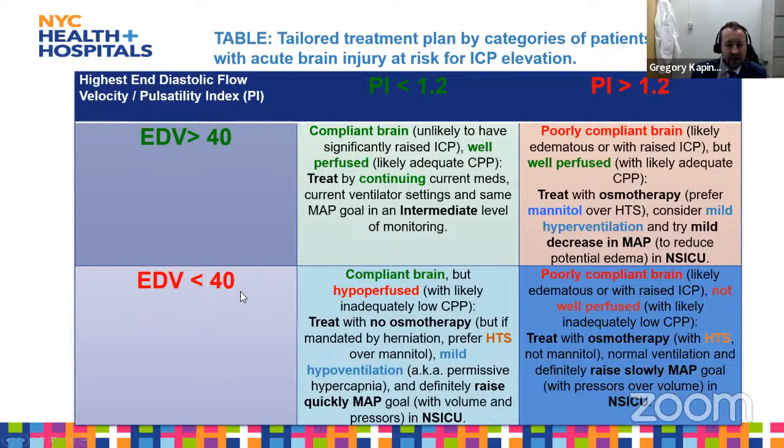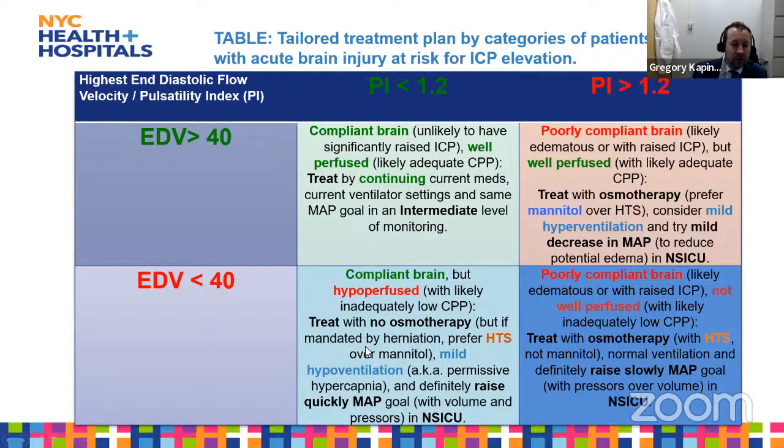When your end diastolic velocity is low, it means you're hypoperfusing your brain. So in the patients who have normal PI, but dramatically low end diastolic velocities, the primary issue is the hypoperfusion. So here, what are you going to do? You also treat, but you should not use osmotherapy. That does not make sense. There's no issue with compliance.